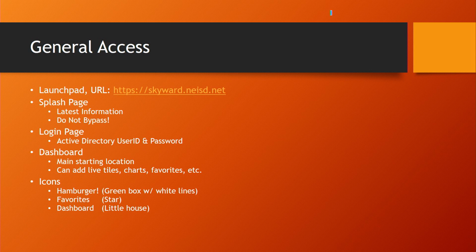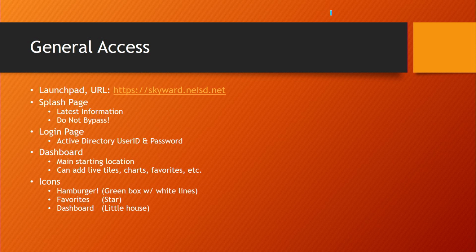A couple of things about the splash page that are very important. We will put the latest information about the system on the splash page. This is our place where we can notify you about things that are important to you about the system before you actually log into the system. So it's very important that you do go to the splash page before logging in. I know there's a temptation to bookmark the login screen and you'll bypass the splash page, but then you won't be alerted to any special information that we feel you need to know. So do not bypass. Once we're at the login screen, all you do is type in your Active Directory user ID and password, and then click on login, and you'll be into the system.